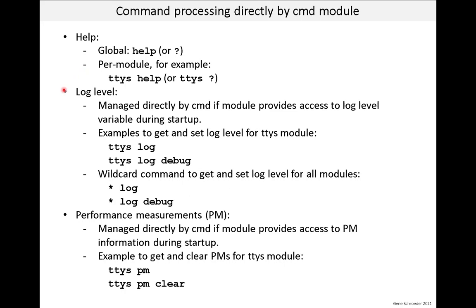Next is the log level. The log level controls how much logging comes from a particular client, and it has values like error, warning, and debug. The command module will directly manage a client's log level if the client provides access to the log level variable during startup. By providing access, I mean it provides a pointer to the log level variable. So if it does, then here are the commands that are supported in the example of the TTYS module. TTYS log will print out the current log level, and TTYS log debug will set the log level to debug.